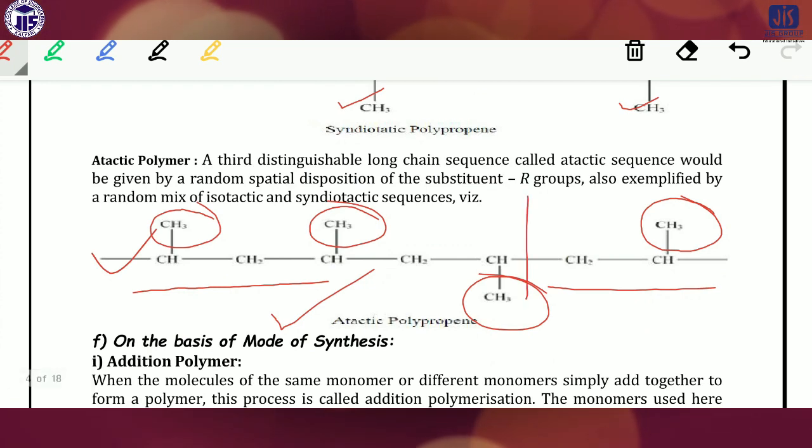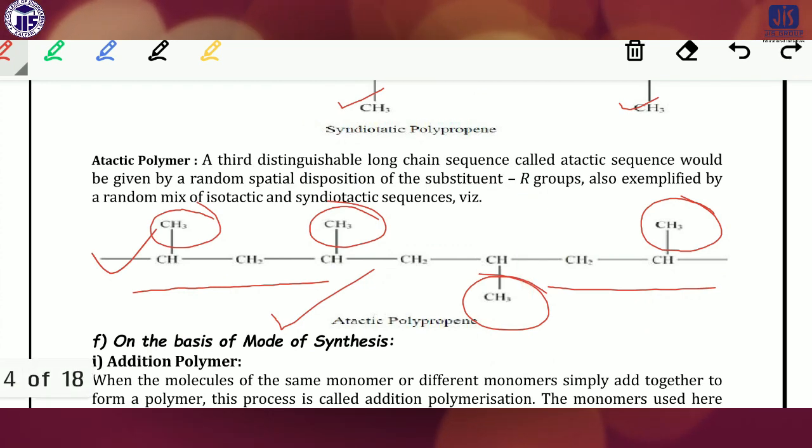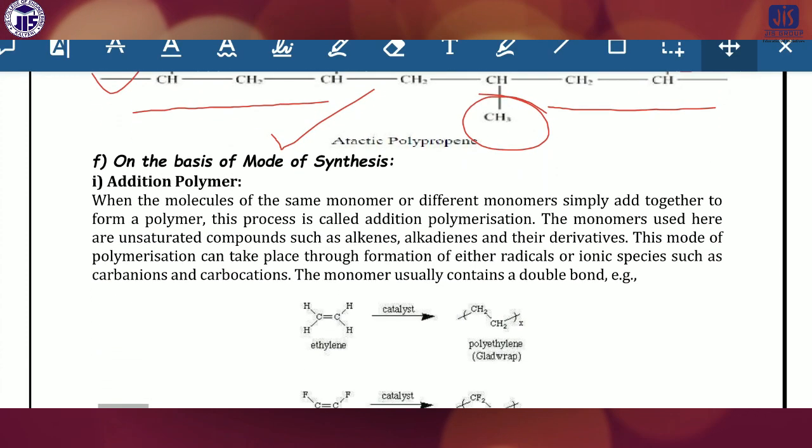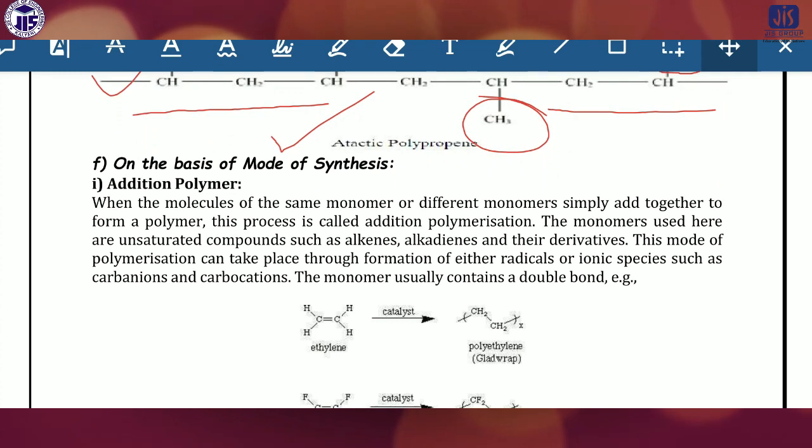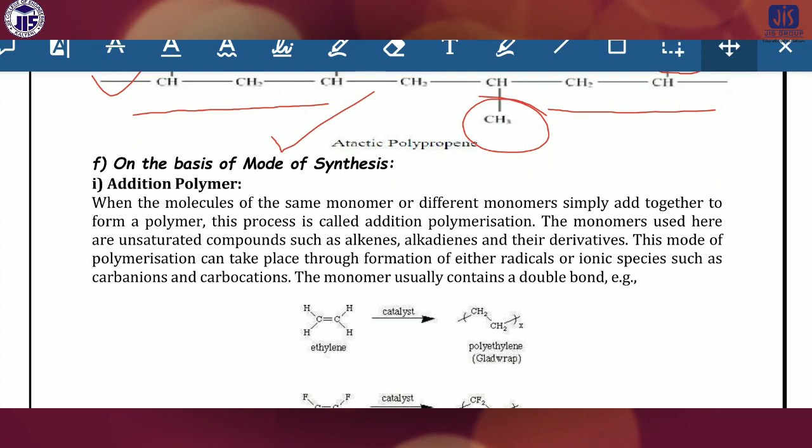This type of pictures you have to show in the question papers, and you have to properly explain the three types of polymer. Okay, now we'll move to another most important type of classification of the polymer, and this is called on the basis of the mode of synthesis. This is very important, you have to keep in mind.